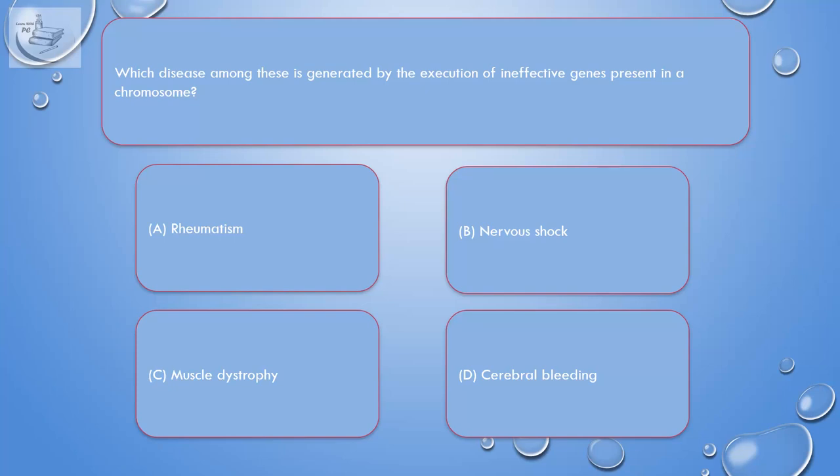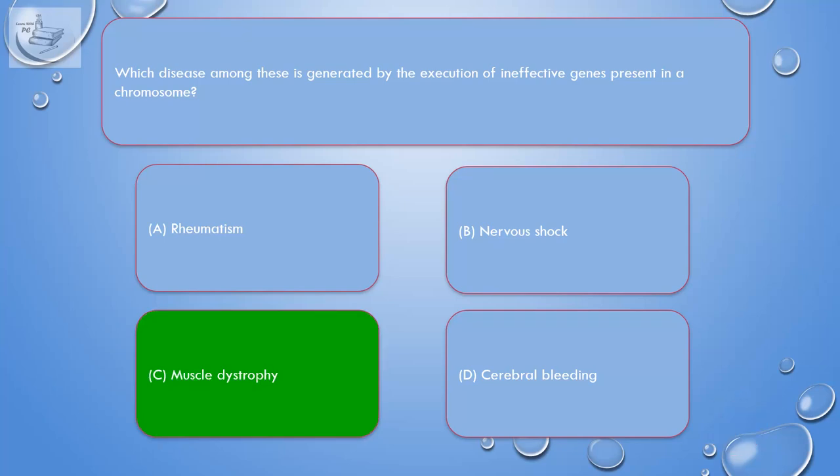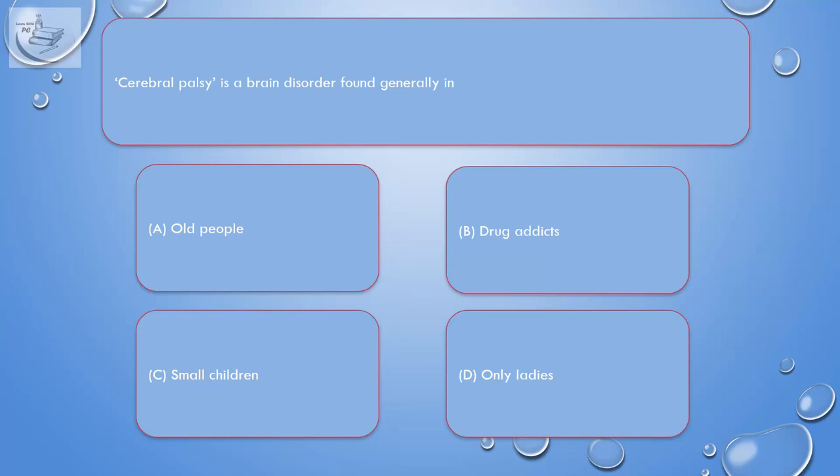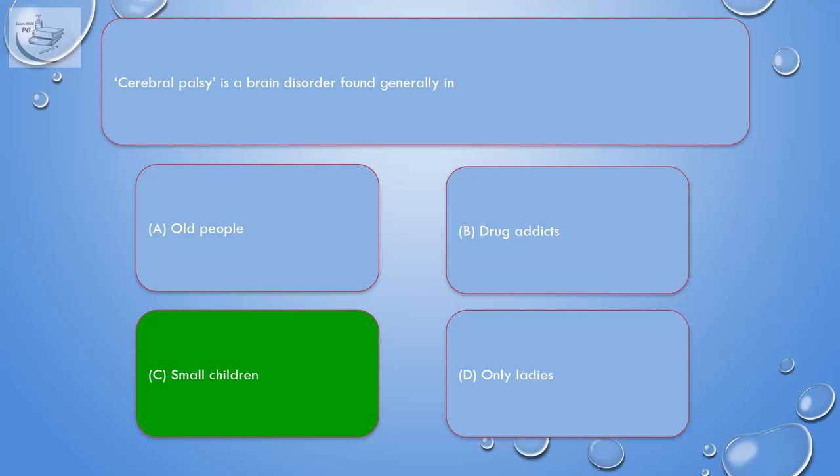Question: Which disease among these is generated by the execution of ineffective genes present in a chromosome? A. rheumatism, B. nervous shock, C. muscle dystrophy, D. cerebral bleeding. Correct answer is C. muscle dystrophy. Question: Cerebral palsy is a brain disorder found generally in A. old people, B. drug addicts, C. small children, D. only ladies. Correct answer is C. small children.